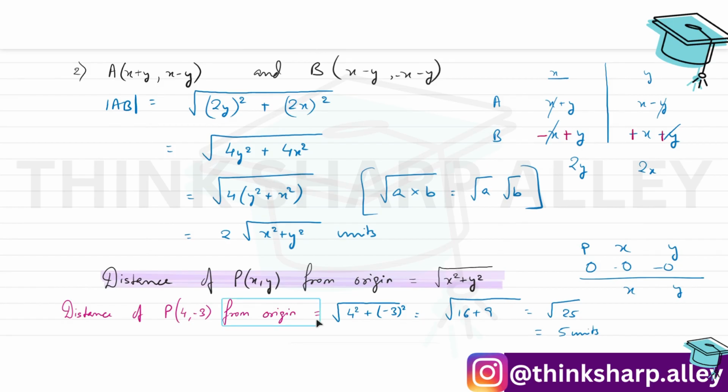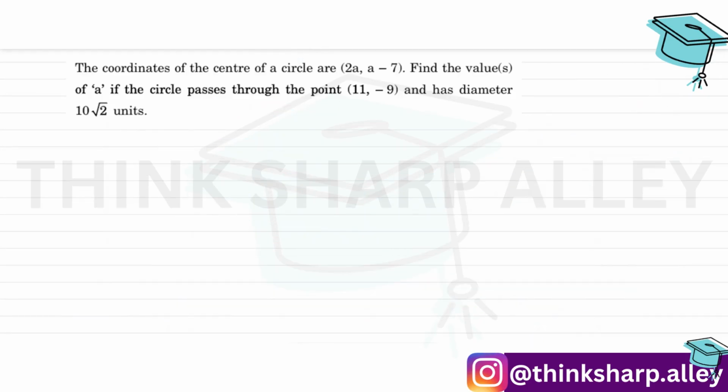Now let's apply the distance formula to solve some interesting coordinate geometry problems. Let's see this question. The coordinates of the center of a circle are given. We have to find the value of A if the circle passes through the given point. Let us try to visualize the problem. Let's say the center is denoted by the letter C. So this point is lying on the circle. Let's call this point A. So we have to find the value of A, and the diameter is already given.